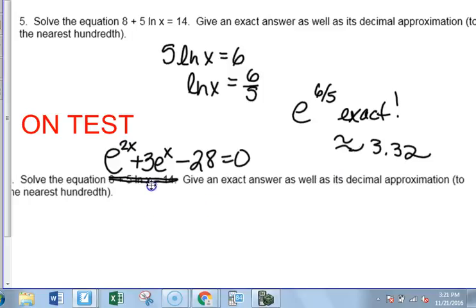All right. What about this one? You don't have this one, okay? You don't have this on your test, but this is the U substitution thing again. I promised you one more practice. So this would say u squared plus 3u minus 28. Factors how?